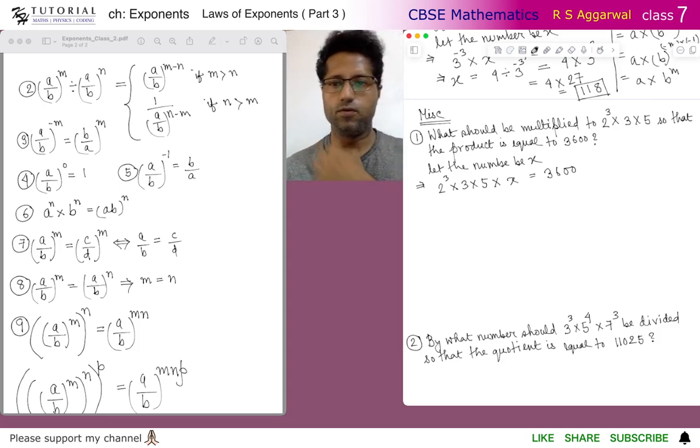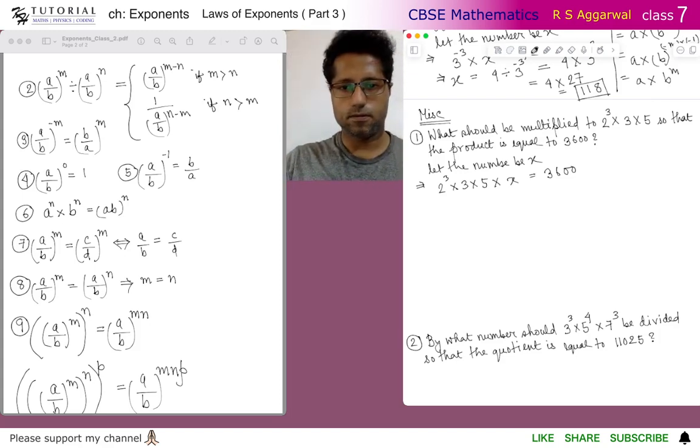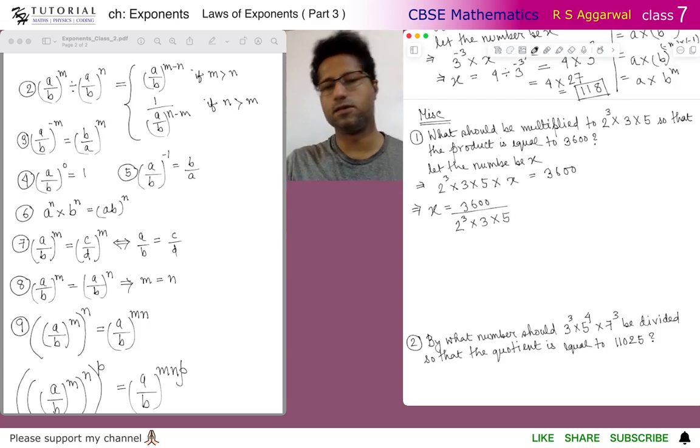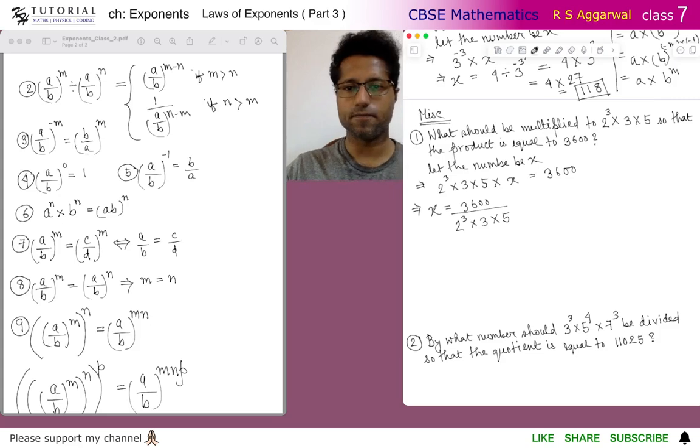One straightforward method is to say that x equals 3600 divided by 2 cube into 3 into 5, and then simplify this. This is fine, but it will take longer time. You have to find the denominator, convert this expression to a rational form and do cancellation. It will take more time.